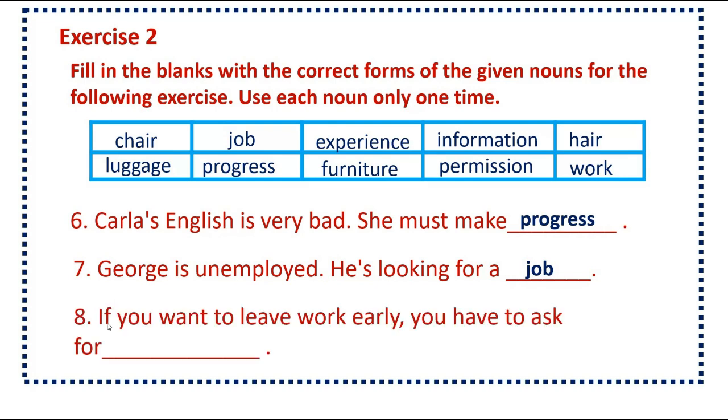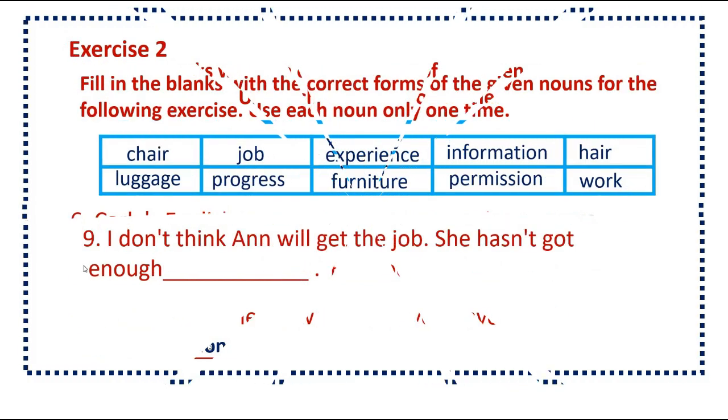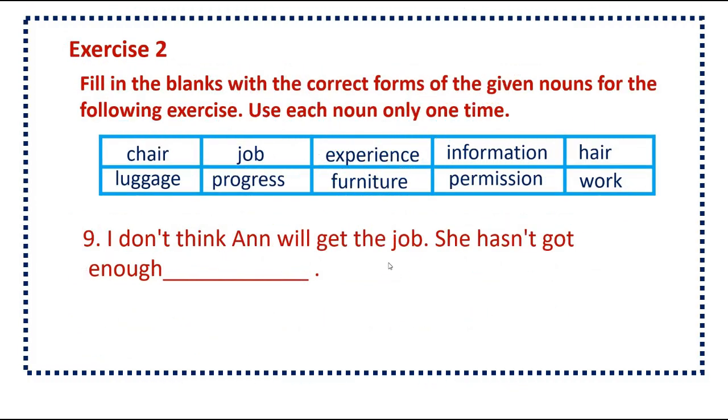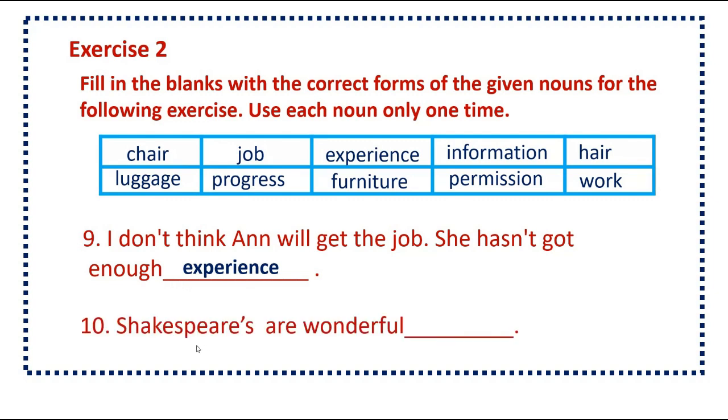Number 8. If you want to leave work early, you have to ask for blank. If you want to leave work early, you have to ask for permission. Number 9. I don't think Anne will get the job. She hasn't got enough blank. Answer, experience. Number 10. Shakespeare's are wonderful blank. Shakespeare's are wonderful works.